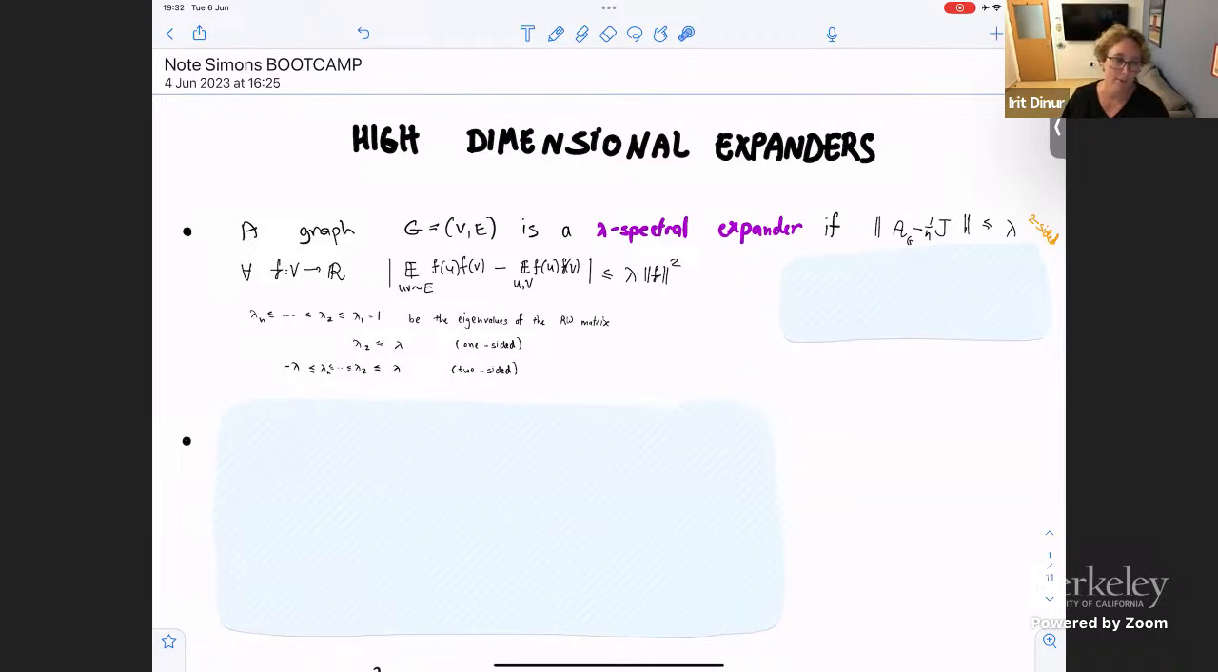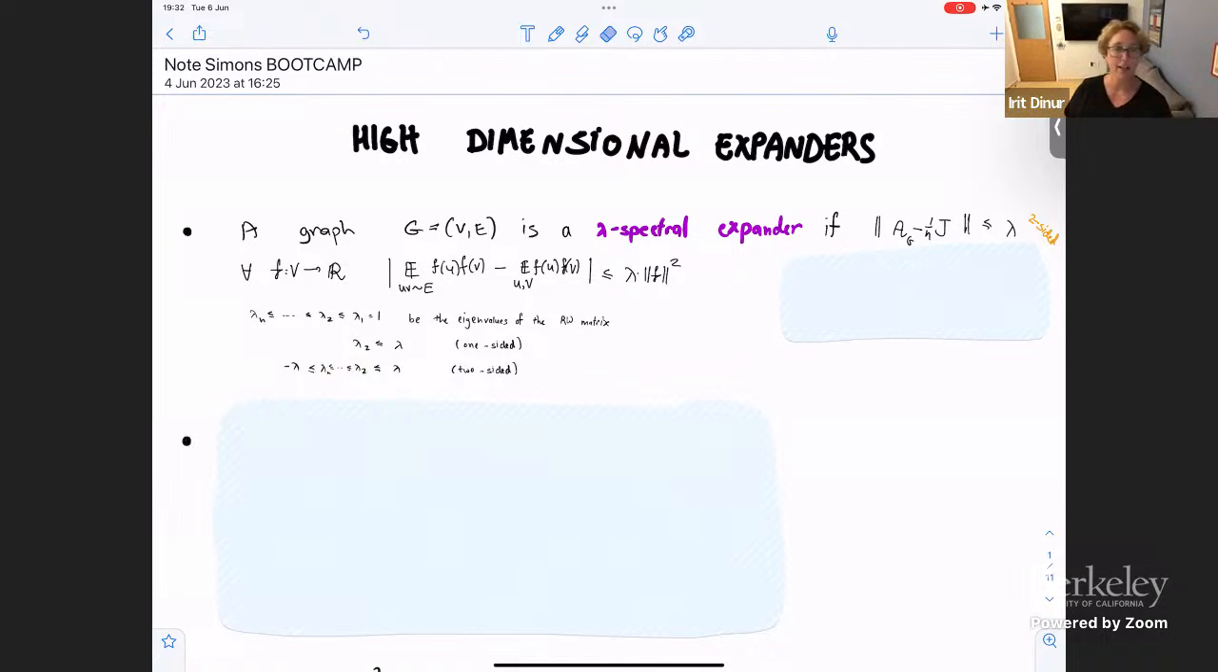Lambda is a bound on the second largest eigenvalue, and we actually have two variants of this definition, one-sided and two-sided. One-sided is when all the eigenvalues except for the top eigenvalue are bounded by lambda. So lambda 2 is bounded by lambda. And two-sided is where all the eigenvalues from lambda n to lambda 2 are between minus lambda and lambda. So that's a stronger bound.